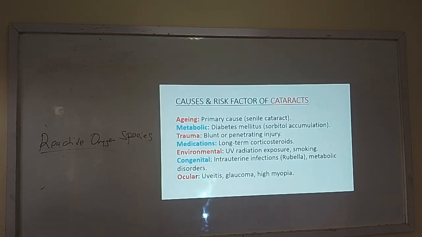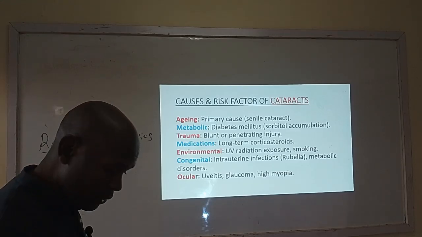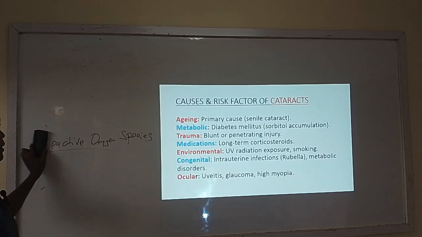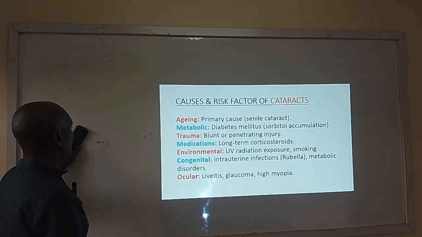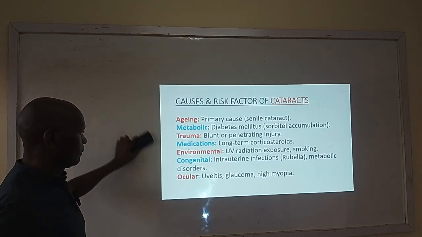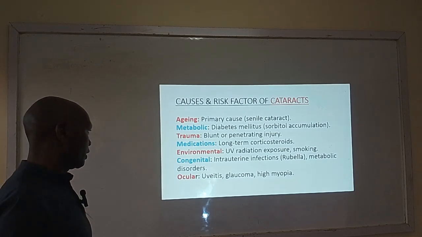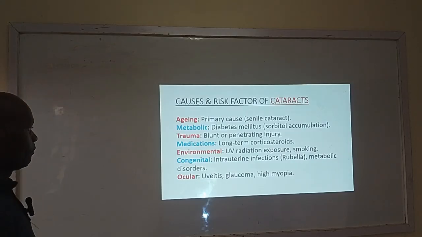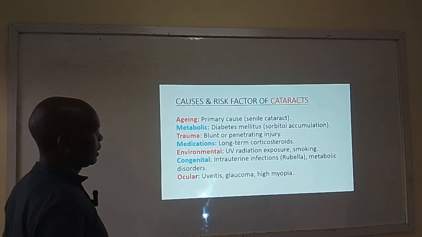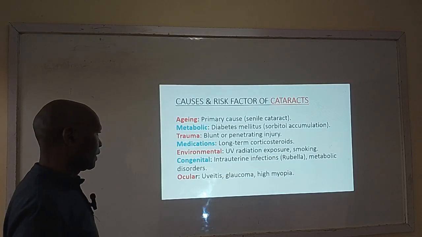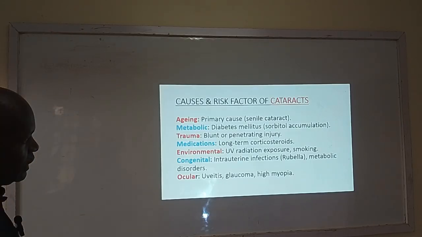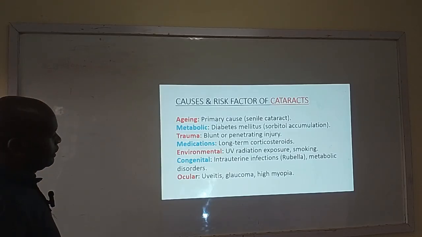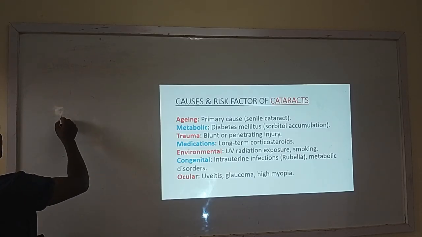So once these are produced, they cause what we call oxidative stress, which we explained earlier, therefore contributing to cataract formation. We have other issues we call congenital cataracts. Children can also be born with cataracts, basically because of some infections such as rubella viral infection, plus other metabolic disorders, and even what we call inborn errors.